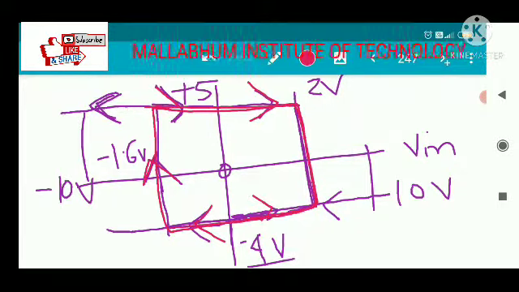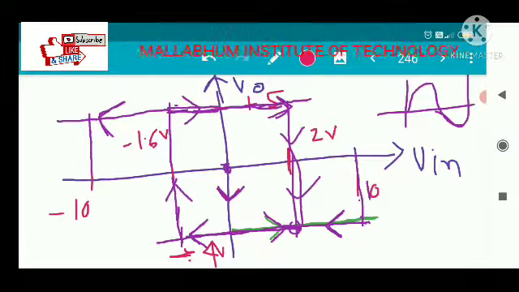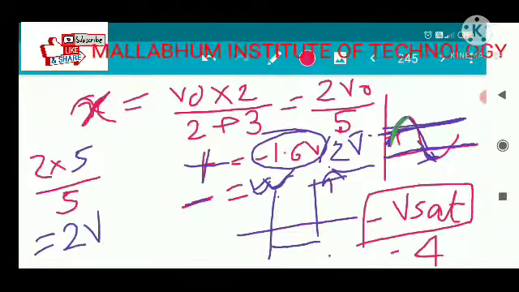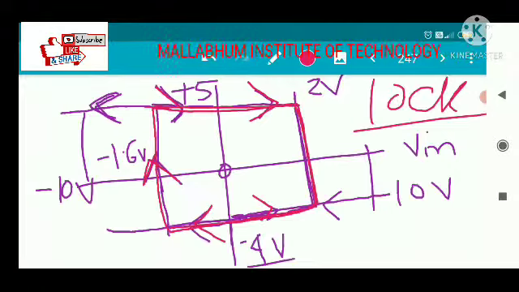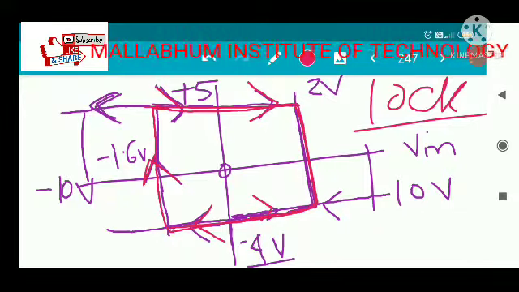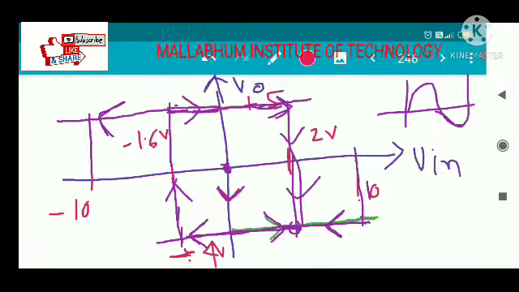This is a lock, the output is being locked. You can see the output that is formed in this case is a square wave. So this is all about the Schmitt trigger. Just focus on the working of this Schmitt trigger, that means how the output transfer characteristic will look, and how it is formed, and the whole operation.